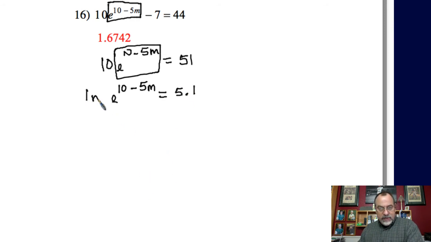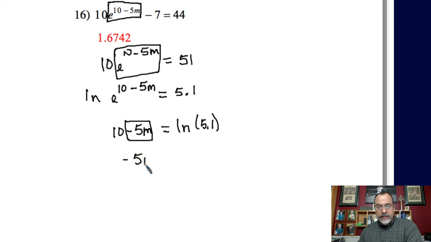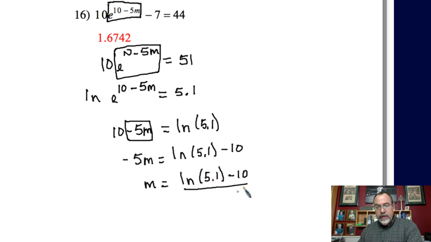And then again, I take the natural log of both sides, and that's going to simplify to 10 minus 5m when I take the natural log of this side. But again, I have to take the natural log of this side. And now here is my term that I'm isolating. So I'm going to subtract 10 from both sides. It's the natural log of 5.1 minus 10. And then I'm going to divide by negative 5. So m is equal to the natural log of 5.1 minus 10, divided by negative 5.